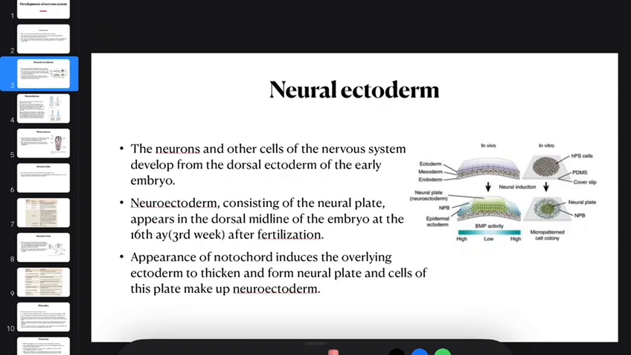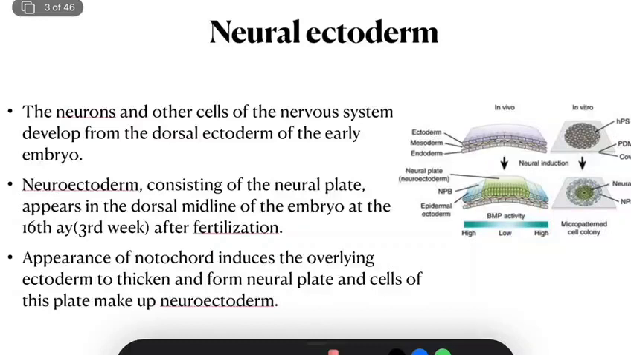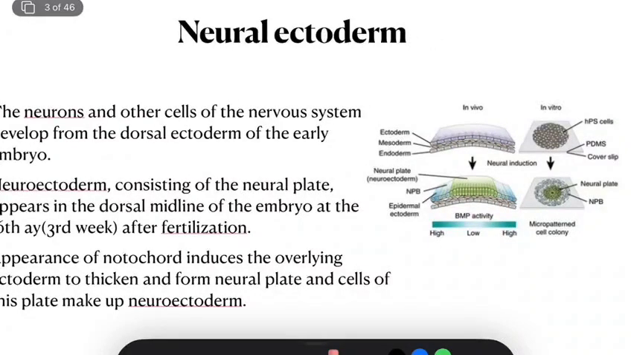Next, coming to the neural ectoderm. The neurons and the other cells of the nervous system develop from the dorsal ectoderm of the early embryo. Neuroectoderm, consisting of the neural plate, appears in the dorsal midline of the embryo at the 16th day, that is the third week after fertilization. The appearance of the notochord induces the overlying ectoderm to thicken and form the neural plate, and cells of this plate make up the neuroectoderm. Here is the picture showing the neural ectoderm, and here the cells will differentiate and will form the neural plate.